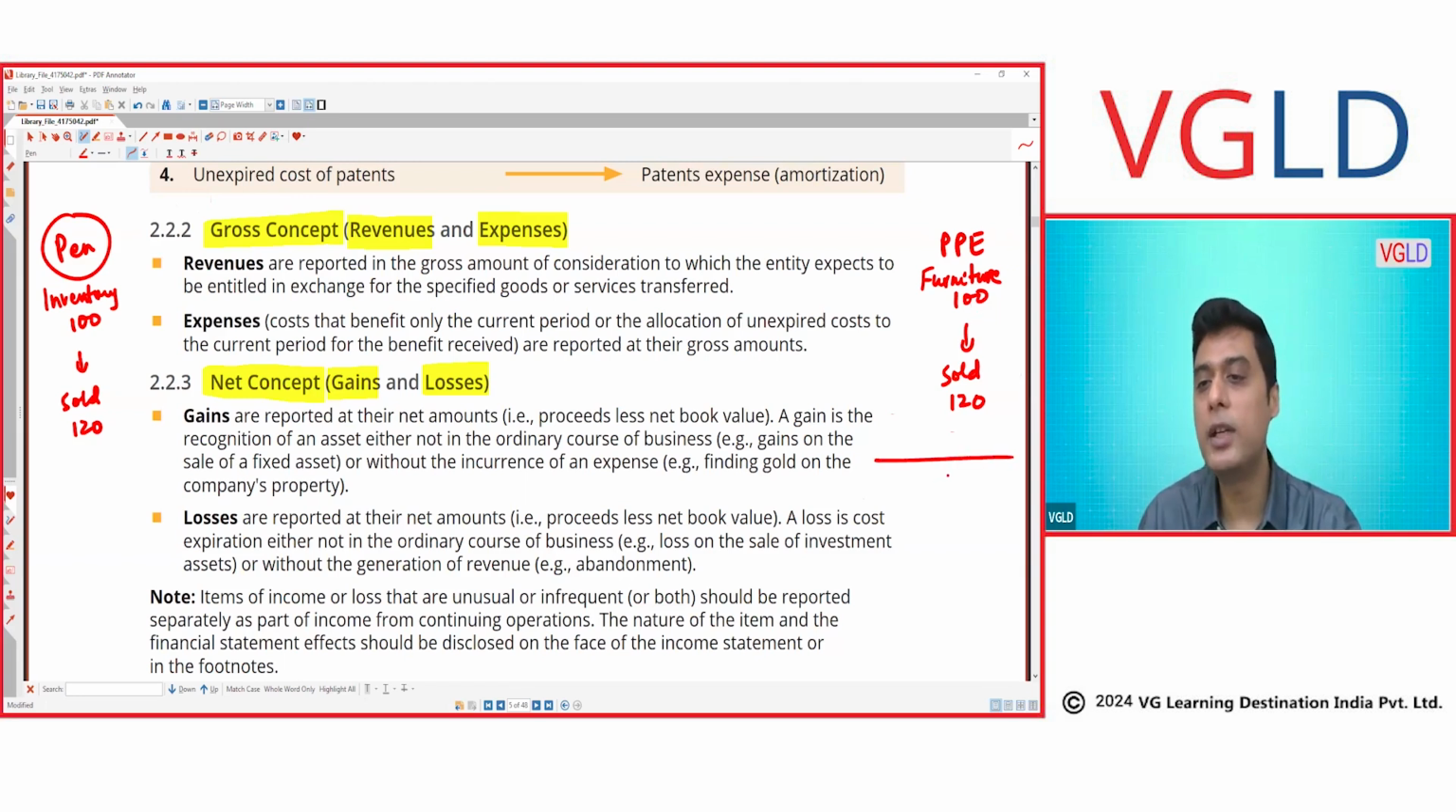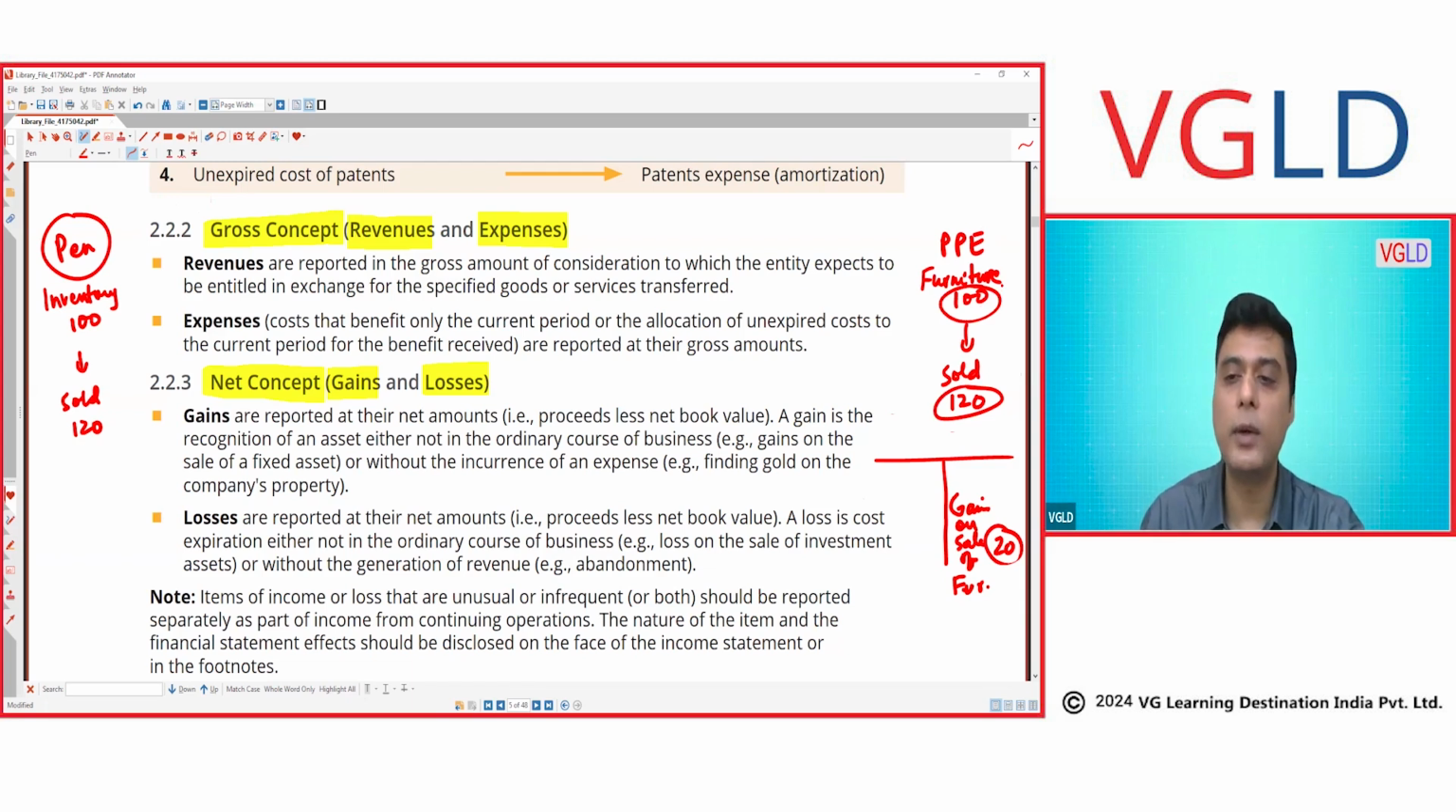In my income statement, I'm going to show straight away gain on sale of furniture, $20. I'm not going to show 120 separately, 100 separately. I'm going to show straight away $20 gain on sale of furniture in the income statement. So that is why gains and losses fall under the net concept. Revenues and expenses fall under the gross concept. Is that clear?